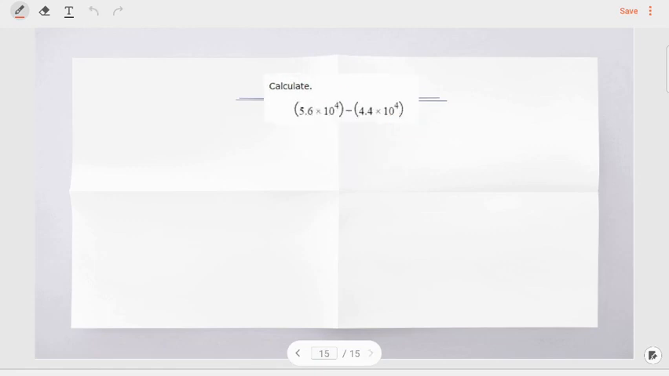If I'm adding or subtracting, I'm not going to combine the exponents. It's kind of like combining like terms. All I'm going to do is combine what's in front. So 5.6 minus 5.4, and I can do that because my bases are the same. So 5.6 minus 5.4 is 1.2. And I bring that base down, so times 10 to the 4th power.